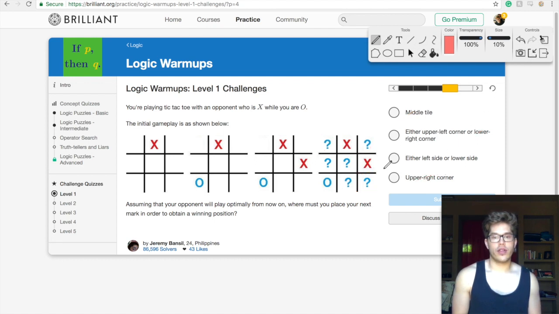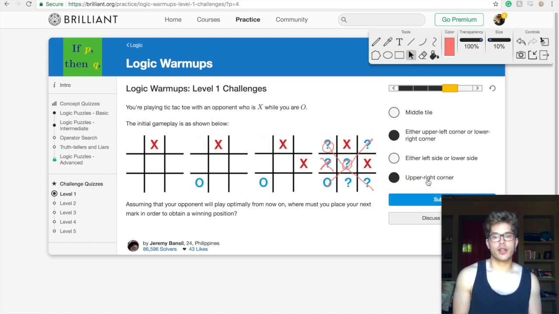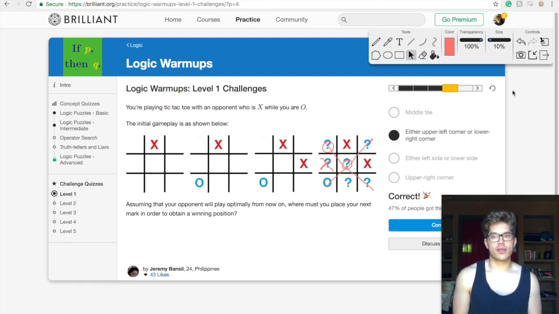So let's check the upper left corner. If we play here, they must block us. And then where can we play to have 2 winning positions? Well, we have to play in the center to block their winning. And then again, we could either win this way or this way. So our answer is B. Awesome. Let's continue.